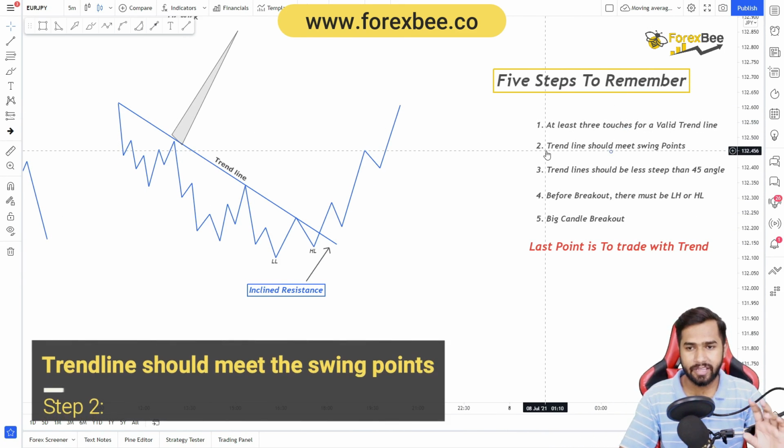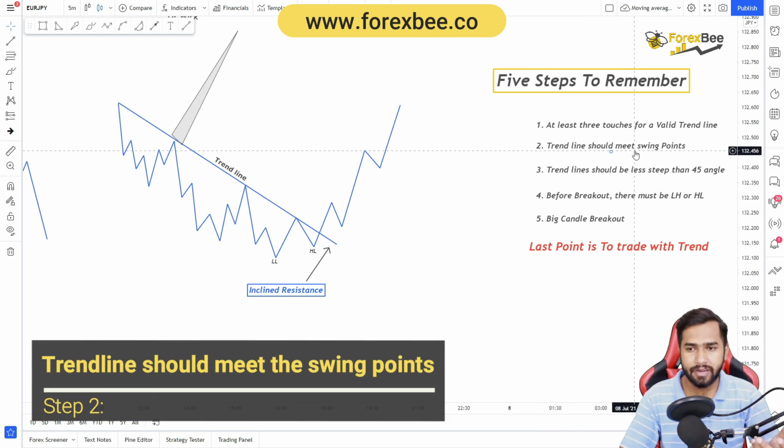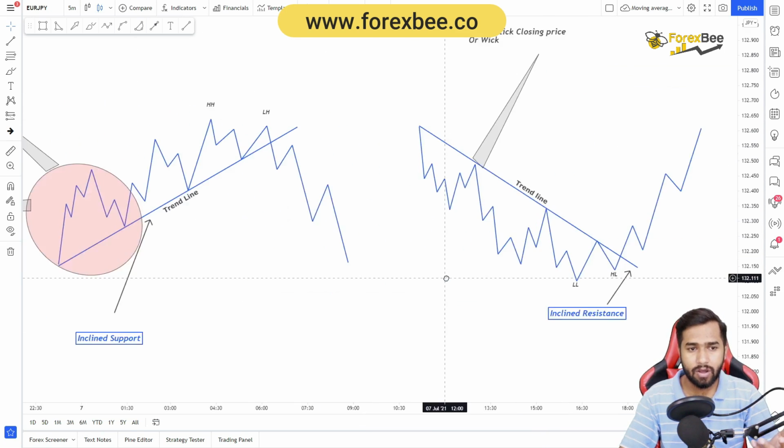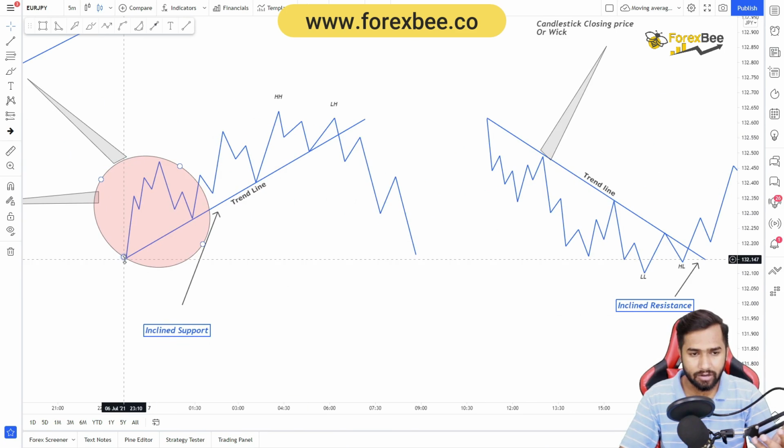Now the second point is the trend line should meet the swing points. Again, you can see that these are lows and highs of swings. So this is basically our lower low, and this is our higher high, this is our higher low, and again this is our higher high. You can see the formation of these lower lows, higher lows, and higher highs, and the trend line should touch the lower lows in case of a bearish trend, or higher lows in case of a bullish trend.